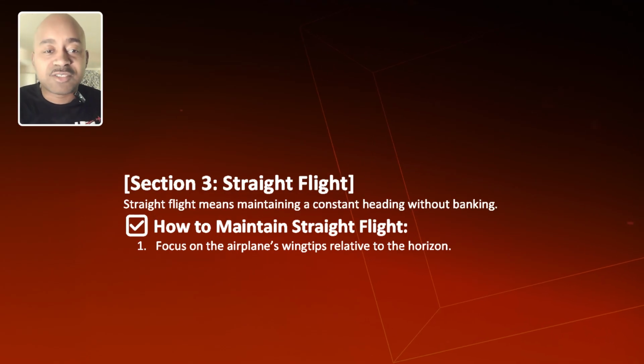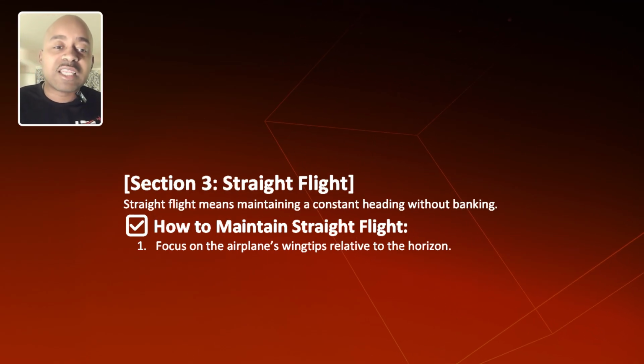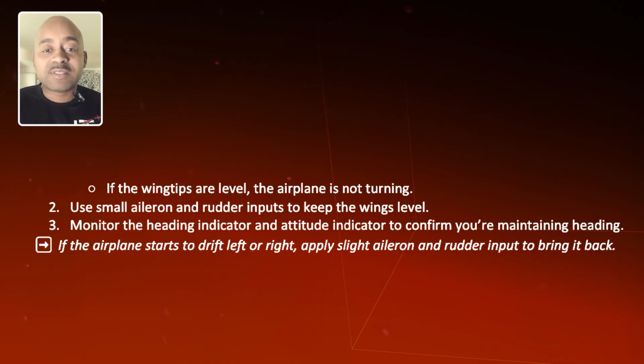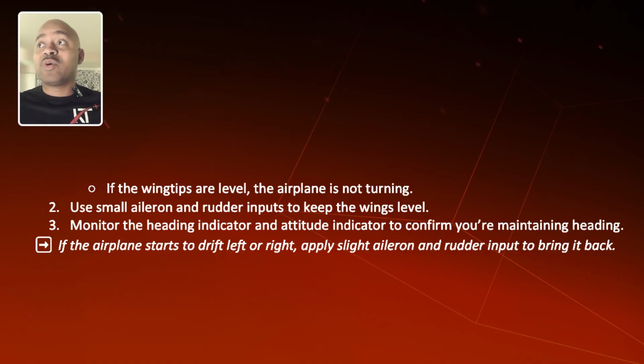Now, how to maintain straight and level flight. When you're flying straight and level, focus on the airplane's wingtips relative to the horizon. If the wingtips are level, the airplane is not turning. So if you look out the left and the right, and you see the wings have the same distance from the horizon to the wingtips, they're level.